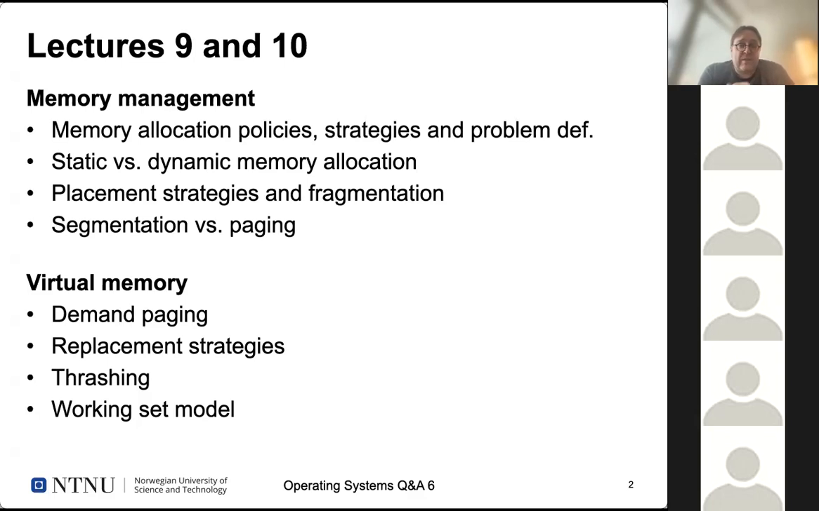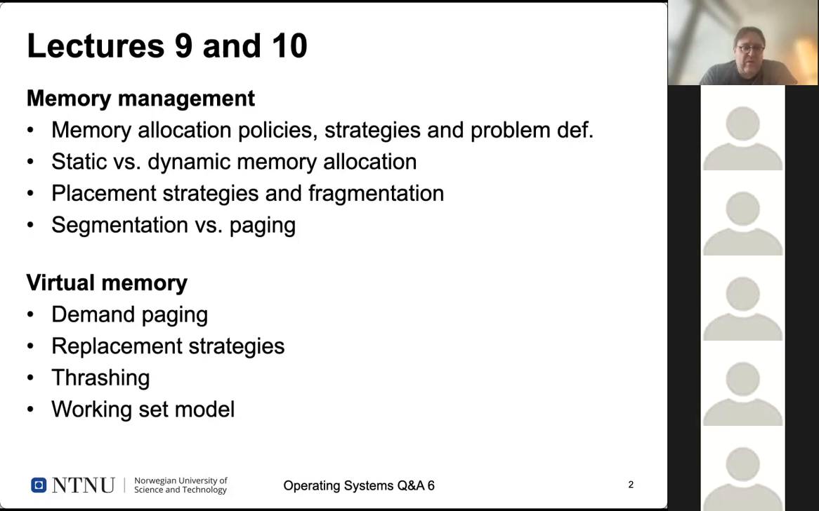We took a quick look at static memory allocation and then figured out dynamic memory allocation is the way to go. And for dynamic memory allocation, we had to look at placement strategies and the result of placement strategies, which is fragmentation. So unused pieces of memory that are just the result of partitioning our memory into pieces of certain sizes. And then we took a look at how to enable memory mapping and protection using two different approaches. So we took a look at segmentation and we contrasted this with paging.